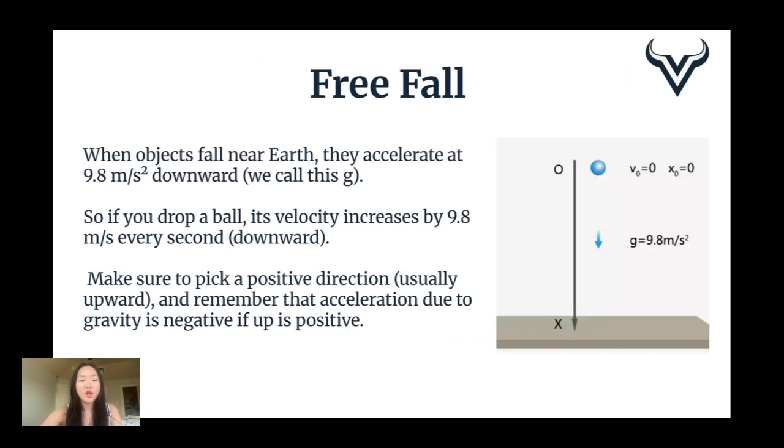Free fall. When objects fall near Earth, they accelerate at 9.8 meters per second squared downward. We call this g. So if you drop a ball, its velocity increases by 9.8 meters per second every second. Make sure to pick a positive direction. Usually upward would be positive and downwards is negative. And remember that acceleration due to gravity is negative if up is positive because objects fall down.